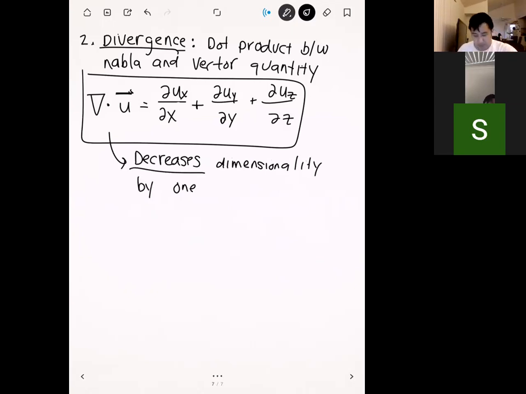Okay. And so the easiest one is going from vector to scalar, but you can also take the divergence of a matrix too, and it'll turn it into a vector. But that one's a little bit more complicated, and we're not going to deal with that because we're just going to stick to 2D stuff. But I just want to let you know that that's there.